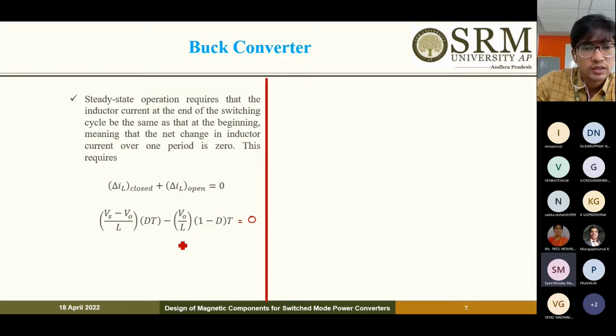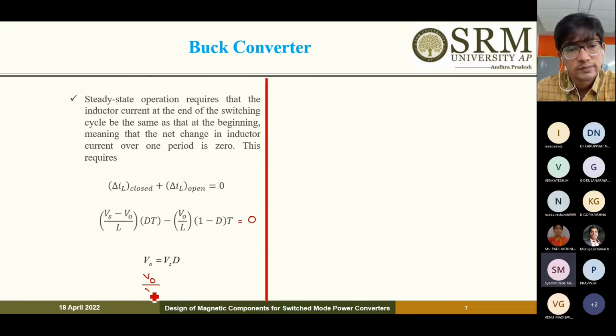If we simplify this, the output voltage will be V0 equal to Vs into D. Here the gain is nothing but output voltage by input voltage, that is D. The gain of the buck converter will be D.